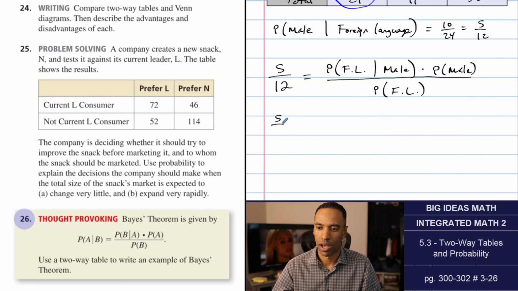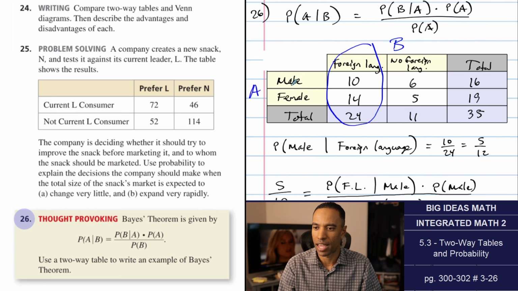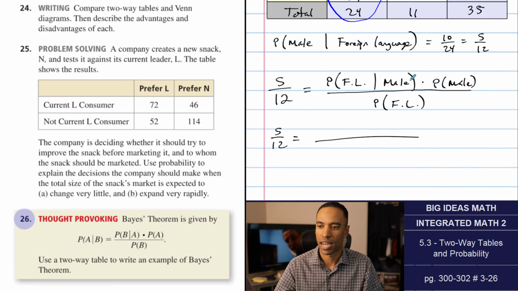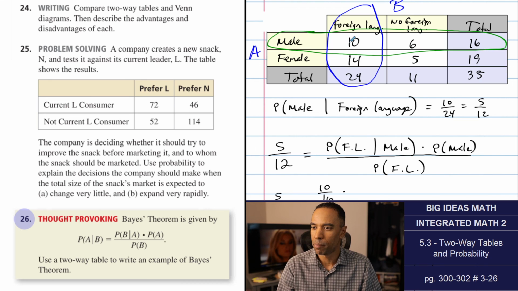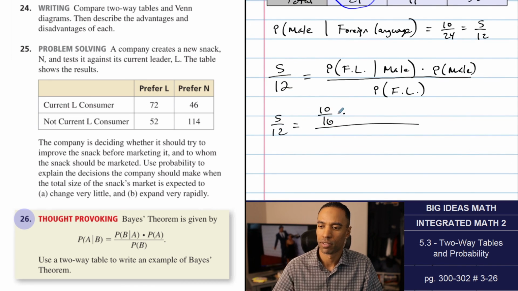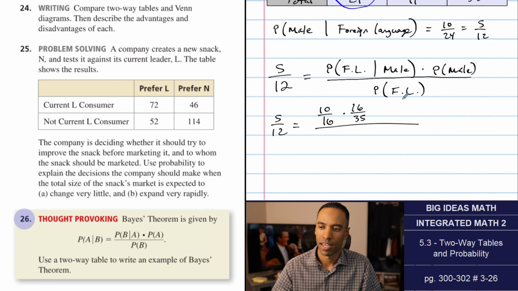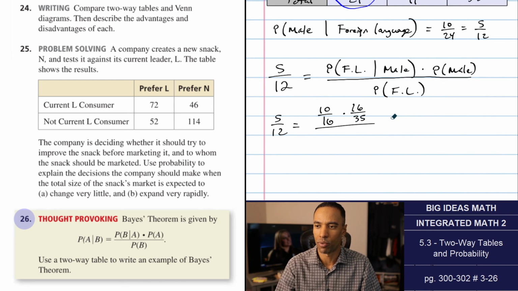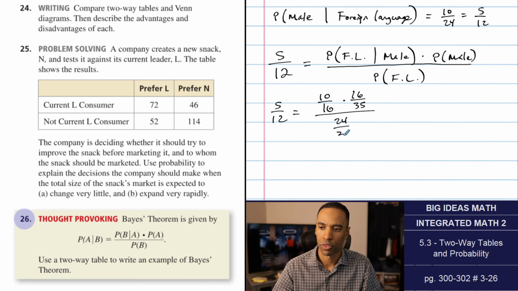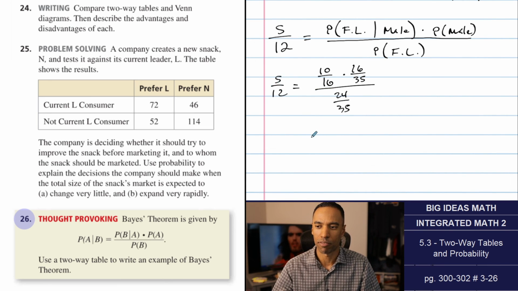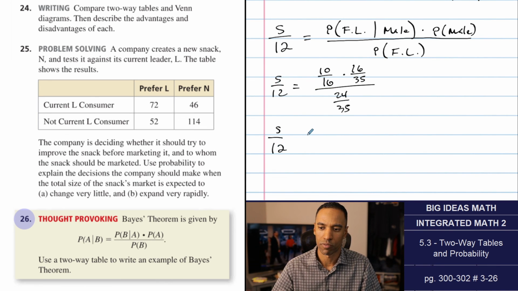Okay, so 5/12 equals probability of foreign language given you're a male. Given you're a male, that's 10 out of 16. So we'll do 10 out of 16 times probability of male. Male is 16 out of 35, divided by probability you take a foreign language. That's 24 out of 35. Now I'm going to keep the 5/12 on this side as it was.